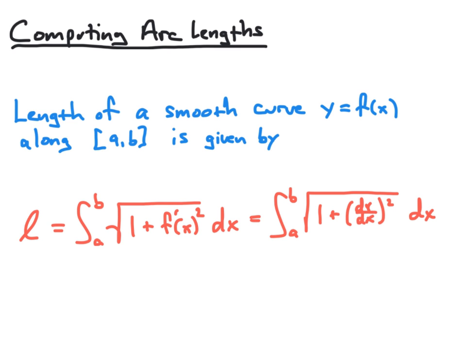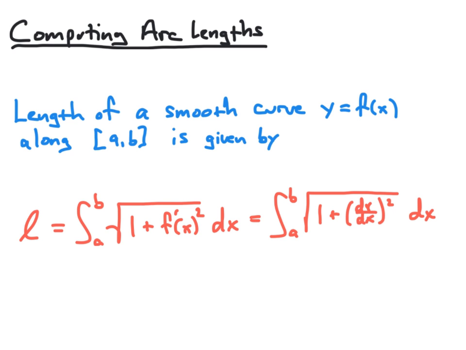The arc length will be the definite integral from a to b, which are the endpoints of our interval, of the square root of 1 plus the derivative of f squared, dx. There are two integrals shown here using different notations for the derivative, and depending on the type of function that we have and the way the function is presented, one of these two forms, either f prime of x or dy dx, might be more applicable to use.